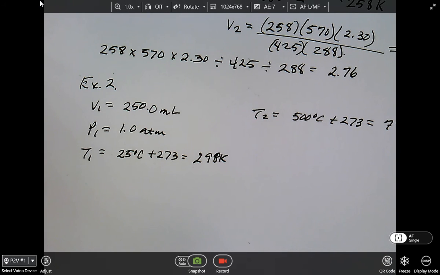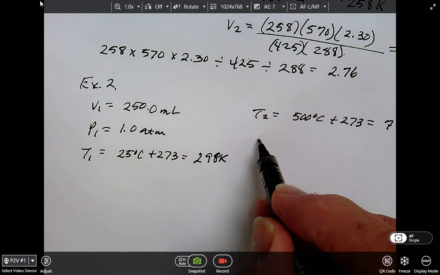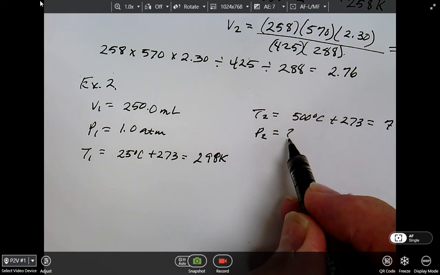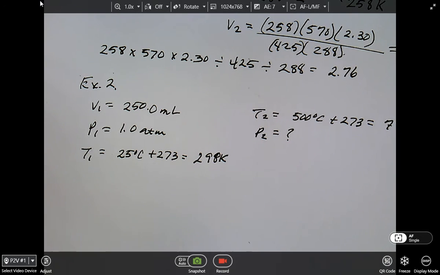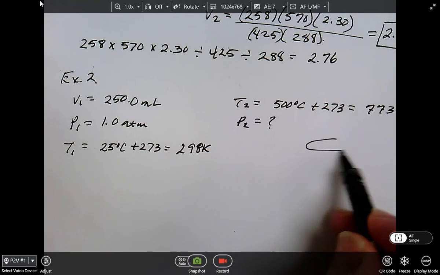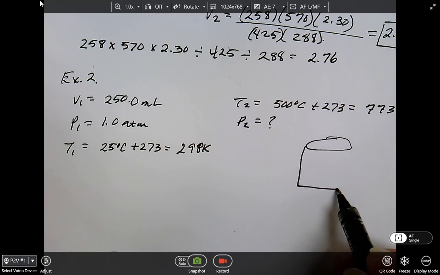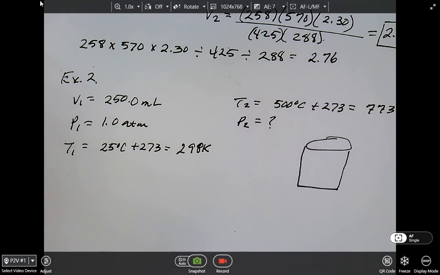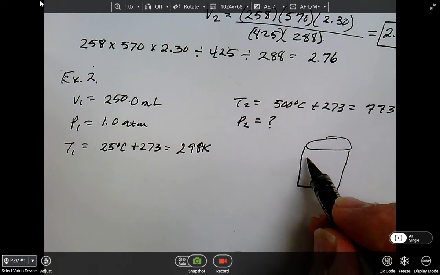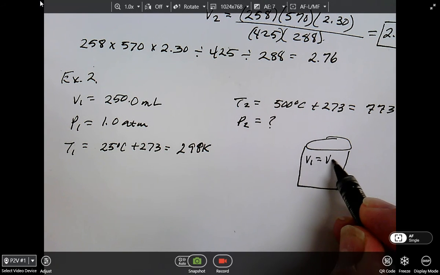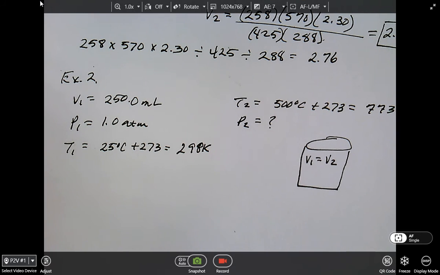Now, the question is, what is the final pressure, P2? What we have here is a sealed container. So if this container is sealed, what is going to be its final volume, assuming it does not explode? Well, the final volume is going to be equal to the initial volume. So V1 and V2 are equal. They're both equal to 250 milliliters.